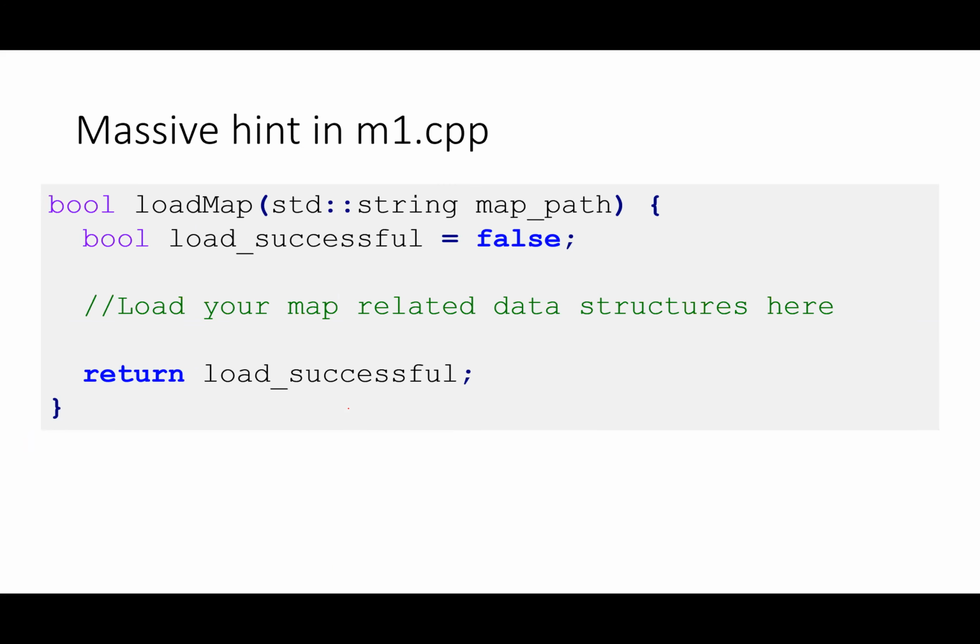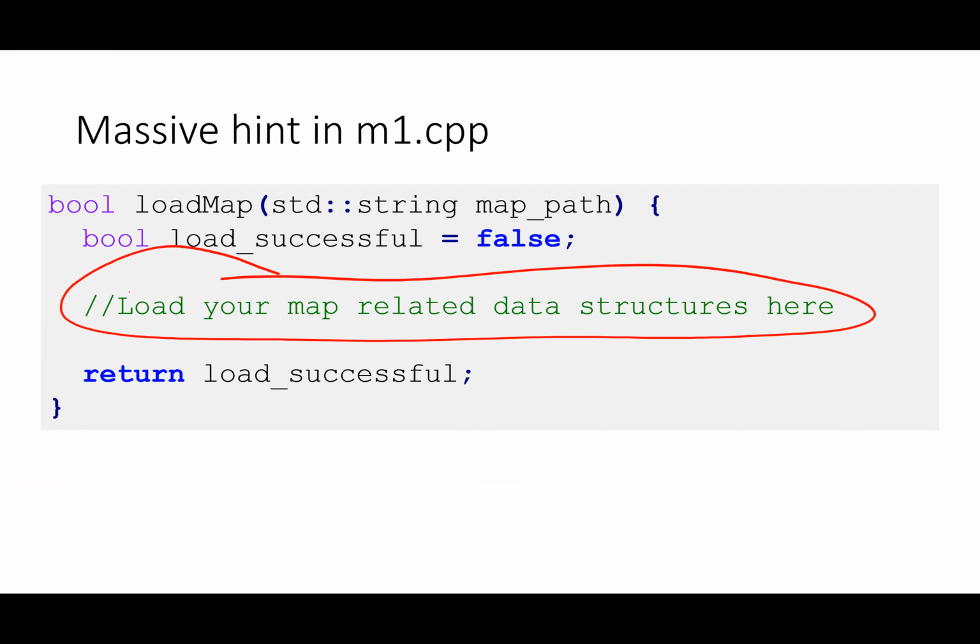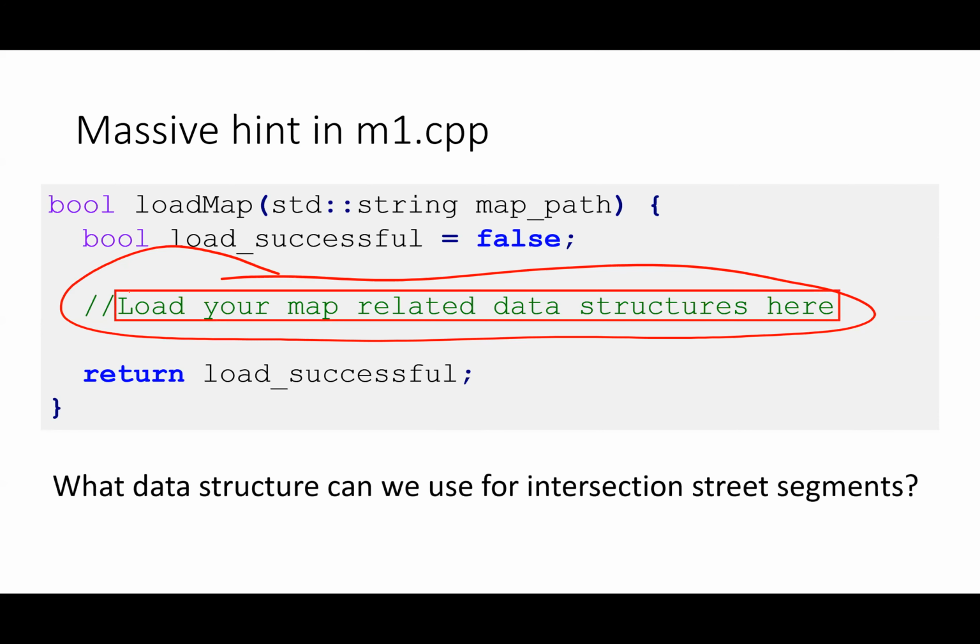Okay, and in m1.cpp, this is a little skeleton file that we've given you in libstreetmap source. There's a big hint, right? Load your map related data structures here. So we should do that. Okay, so we need to pick. We're going to memorize this data. It's actually given a name too. We're essentially going to work out all the answers and store them in memory.